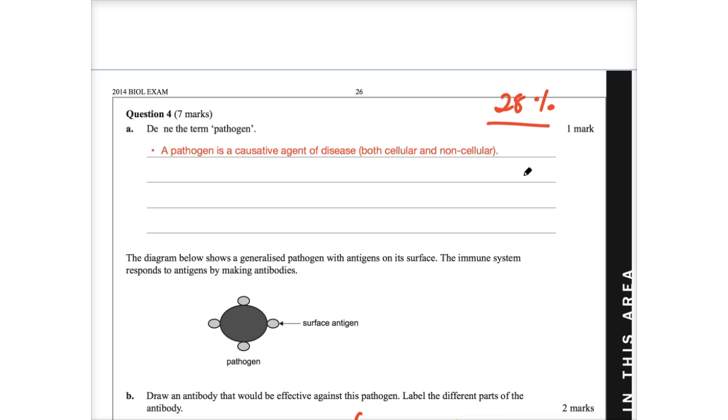And we know a pathogen is all-encompassing. So if we were to say that a pathogen was only a cellular agent of disease, we know that we're excluding prions and viruses, because prions and viruses still cause disease, and they are still under the umbrella term of a pathogen. So a pathogen is a causative agent of disease. It's not differentiating according to cellular or non-cellular, because it includes both cellular and non-cellular components.